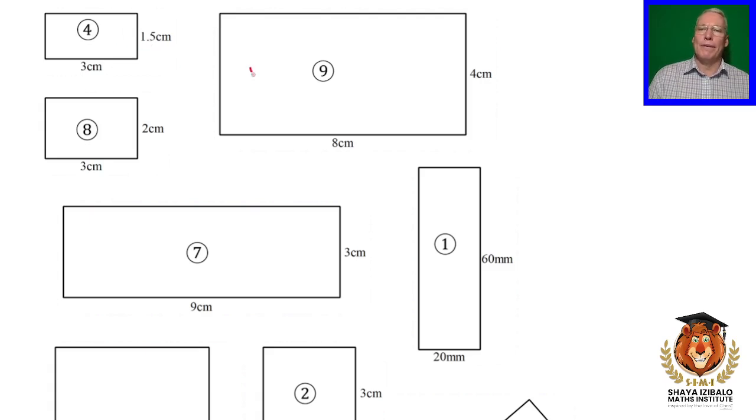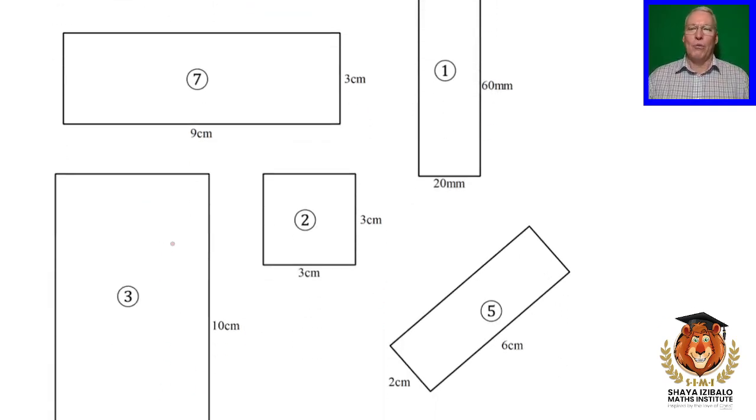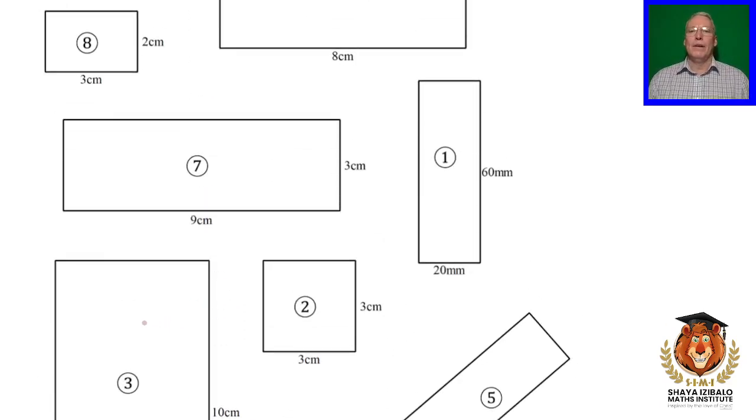These two are similar. Number 4 and number 9 are similar, but they're not similar to number 8. We can see number 8 is a little bit more blocky. What we want you to do is see whether any are identical. Identical means congruent.